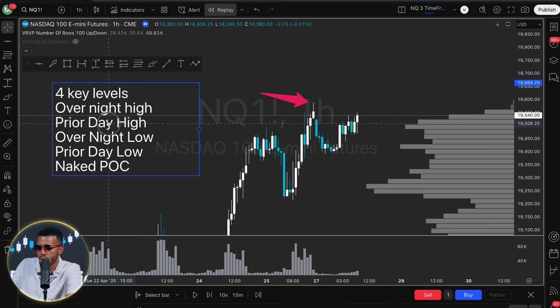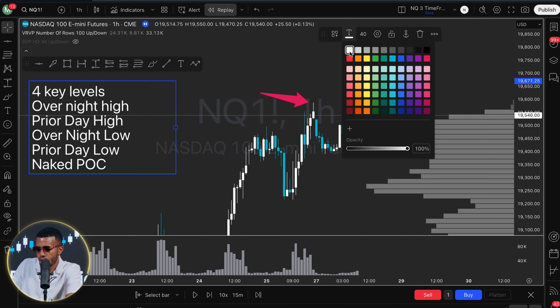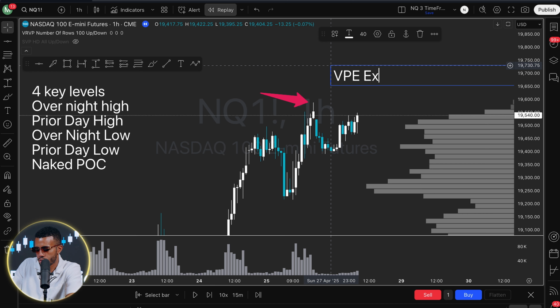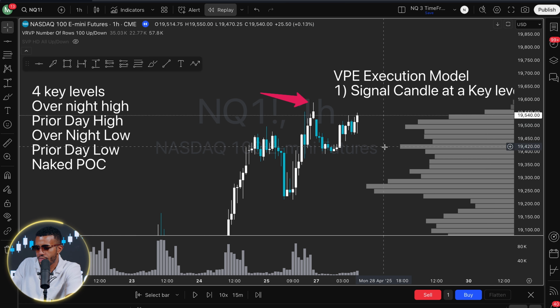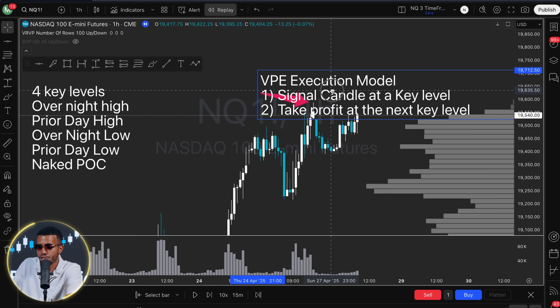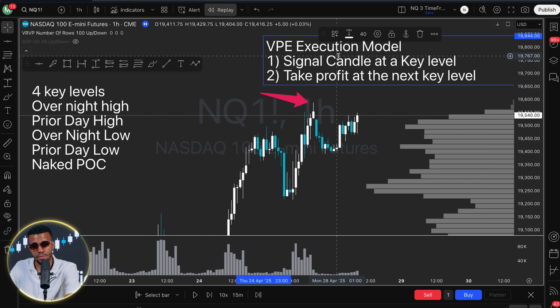So in my execution model, in the VPE execution model, let's go ahead and add another text box here for our VPE execution model. We need one thing and one thing only. We need a signal candle at a key level. That is it. And to take profit, the second thing that we'll do, we take profit at the next key level. At its simplest form, this is what we do. Sometimes you'll hold longer.